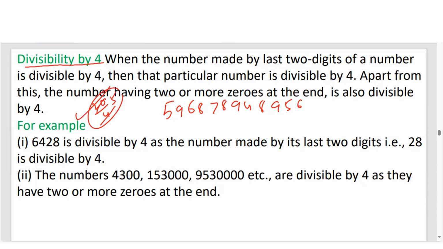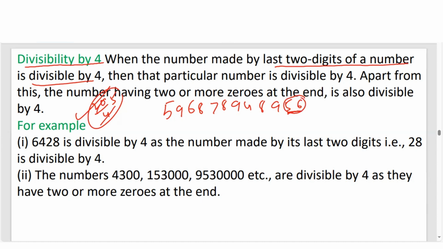If you divide this number like this, 4 5s are 20, it will take a lot of time. The simple technique is what? The number made by the last two digits of a number is divisible by 4. No need to check any other digit of the number. Just focus on the last two digits. That is what? 56. If 56 is divisible by 4, the total number will be divisible by 4.